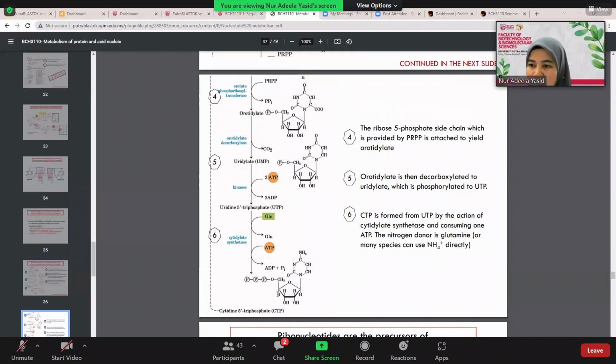Then I went back. I started with the basic structure of a nucleotide. It has ribose, that ribose sugar, it has that base, and it also has that phosphate. So this is your nucleotide: base, phosphate, and also ribose sugar.